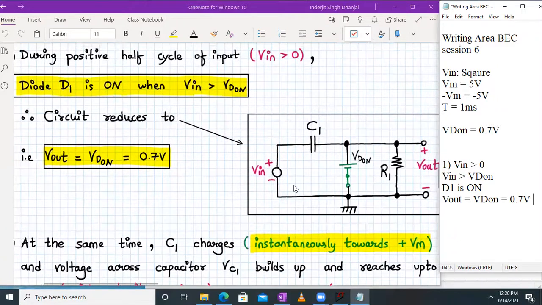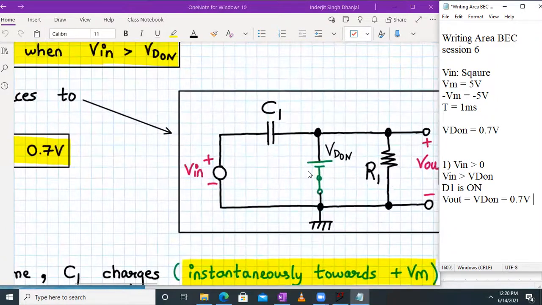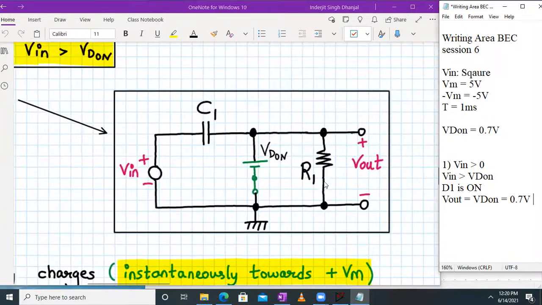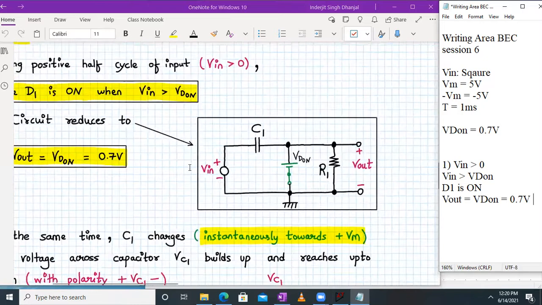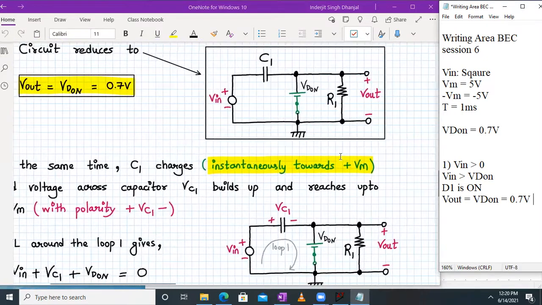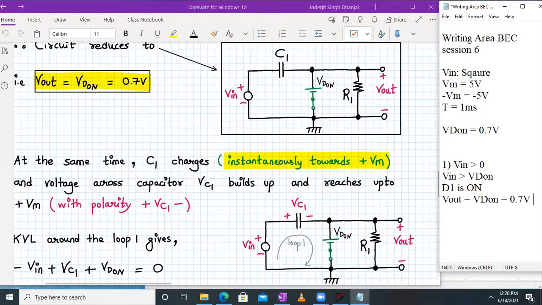Now what really happens is, at the same time as the output voltage reaches 0.7 volts, the capacitor also starts charging. Okay, so the capacitor charges instantaneously towards the plus Vm value, which is plus 5 volts. Now what is the meaning of this word instantaneously?